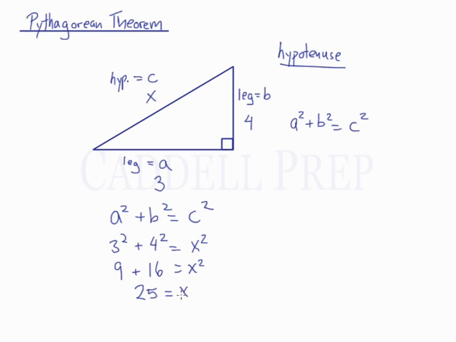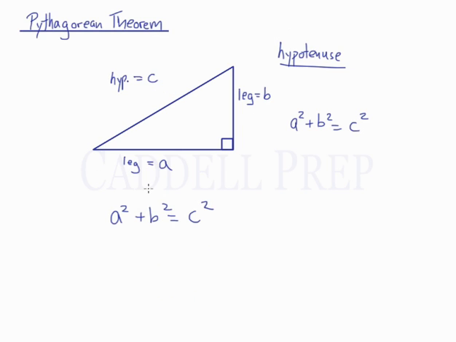So if 25 equals x squared, to solve for x, we have to get rid of the squared, so we do the inverse, which is the square root, and we get that 5 equals x. So the hypotenuse is 5. In this example, we had two legs, and we were able to find the hypotenuse by using Pythagorean Theorem.